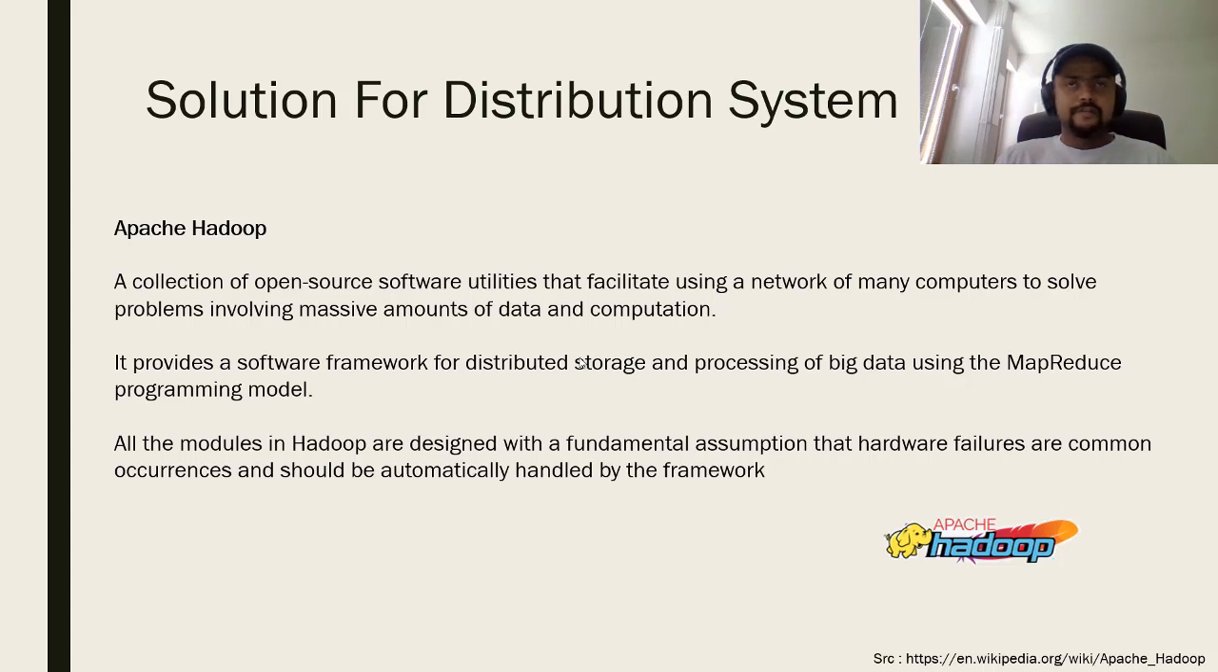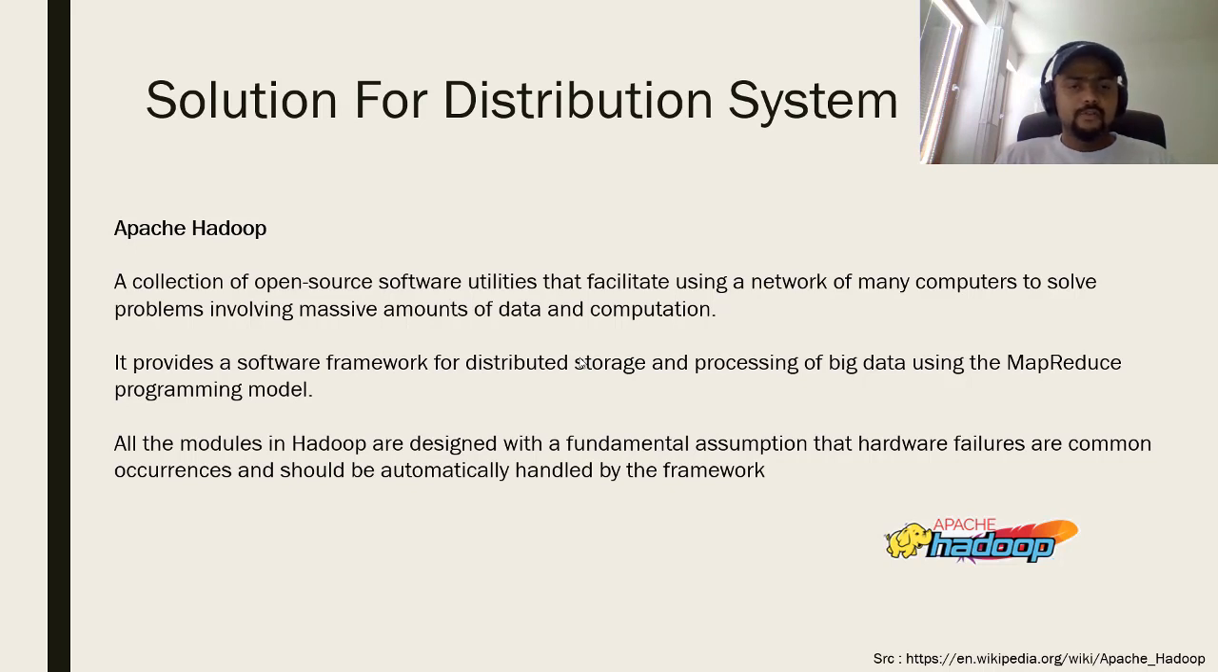It also provides a software framework for distributed storage and processing of big data using a popular programming model, which is called the MapReduce programming model. We will talk about the MapReduce programming model in the upcoming slides, but for now we can just remember that the biggest value proposition of Apache Hadoop is that it has a lot of open source software and utilities which we can use to work with big data. You remember we talked about the definition of big data in the previous lecture. So you can use Apache Hadoop to work with big data applications using the MapReduce programming model.